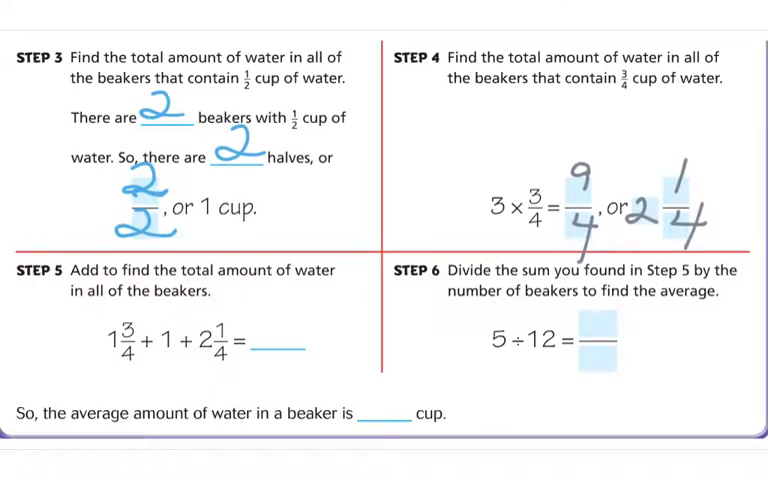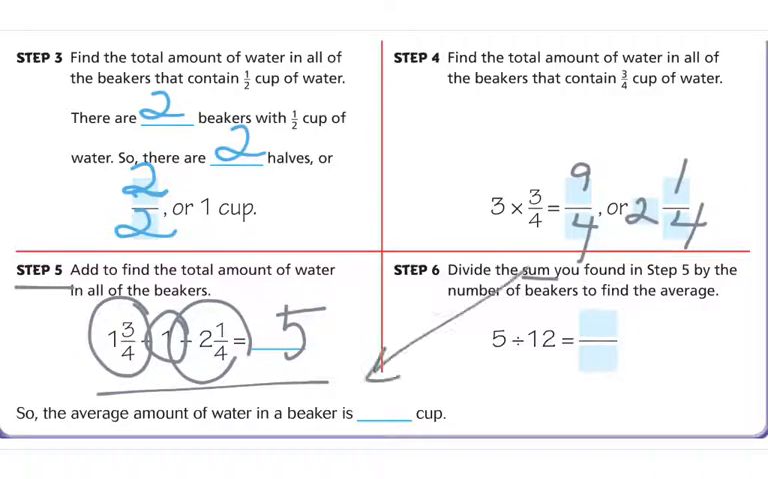So 2 1/4 cups. And then step 6, it says divide the sum you found in step 5. Oh, sorry, jump to step 6. Step 5, it says add the total amount of water in each. So we did 1/4 plus 1 plus 2 1/4, and we got 5. So now it says divide the sum, which we found here in step 5, by the number of beakers to find the average.